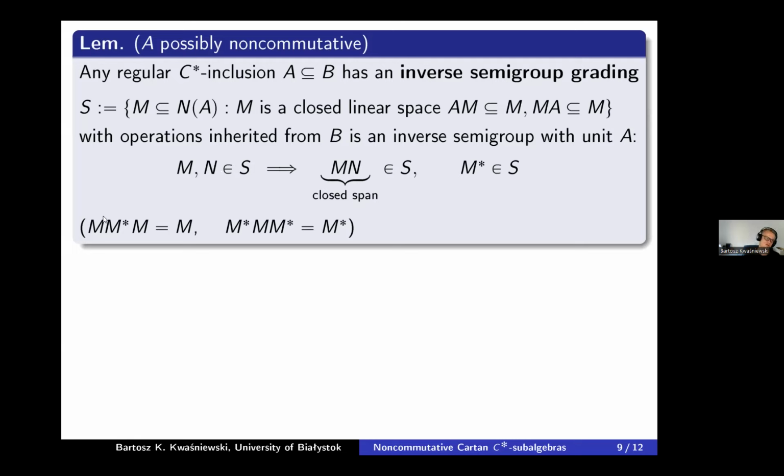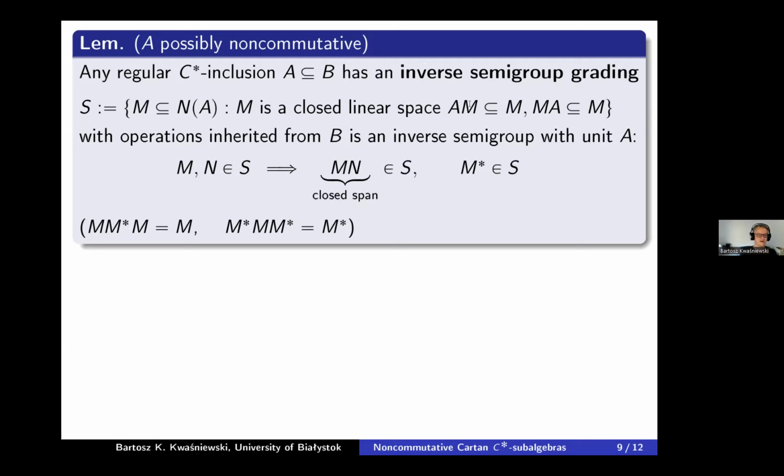And you have these relations, and this M star is the unique element in S such that these relations hold. And this M star is given by the star from B. So this is an inverse semigroup. So S given by this is an inverse semigroup. Naturally, this is a natural inverse semigroup.